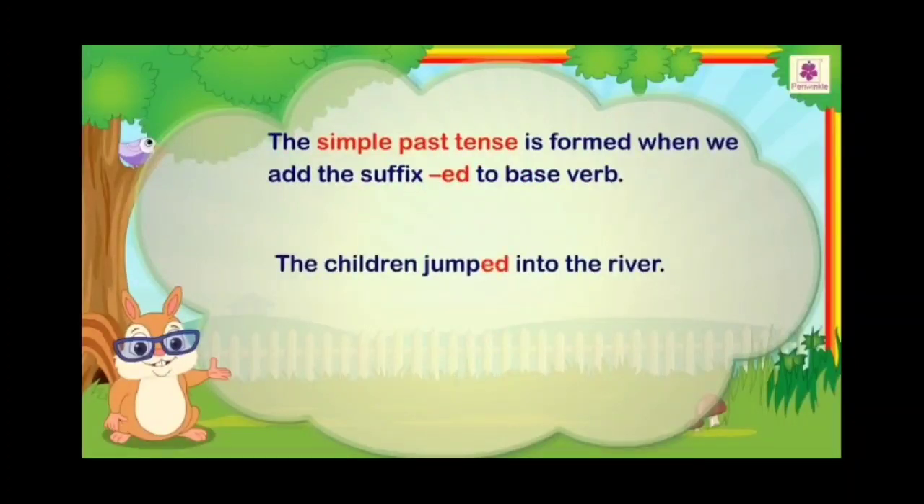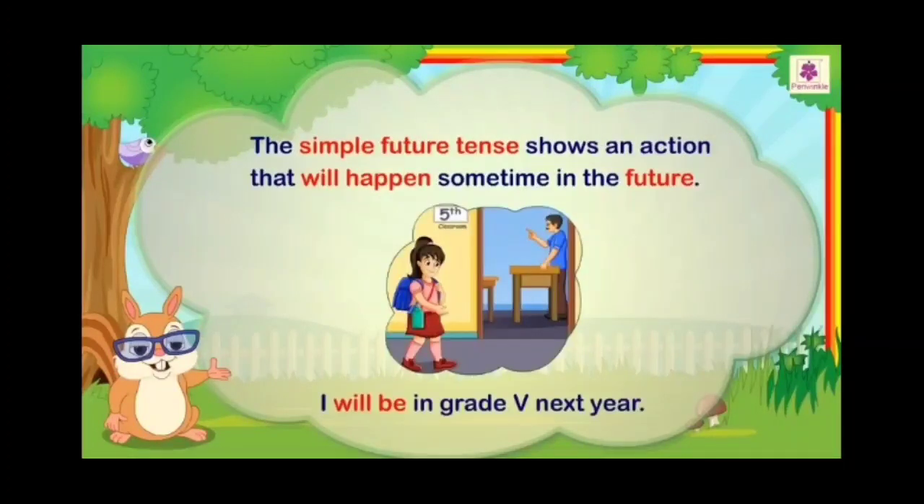The simple past tense is formed when we add the suffix ed to base verb. It's not that we always add ed to the base verb to form past. There are irregular verbs also, which completely change their form. Like run, it becomes ran in the past tense. For example, the children jumped into the river. Jumped is the past tense.